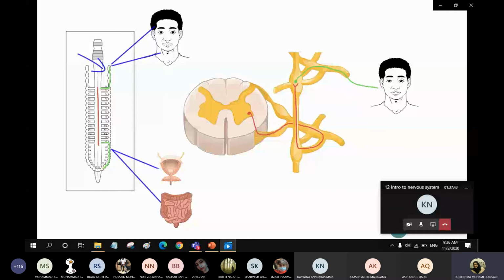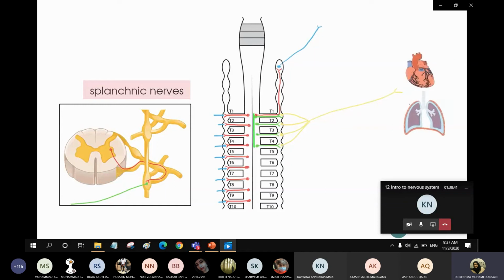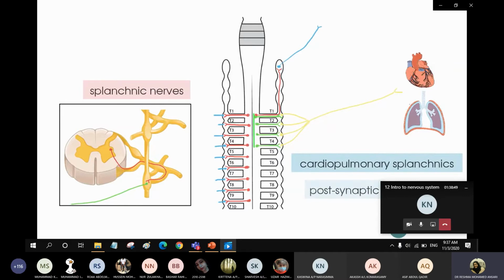So T1 to T4 usually supply the organs of the chest area, the lungs as well as the heart. Here they enter via the gray ramus, they communicate and they take a direct outflow. In this video, they have explained it correctly. They come from the thoracic outflow, they synapse in the ganglia, and they take a direct way to the heart and the lung. This video is correct. The last video was wrong. This is called the cardiopulmonary splanchnic nerves, the postsynaptic sympathetic nerves.